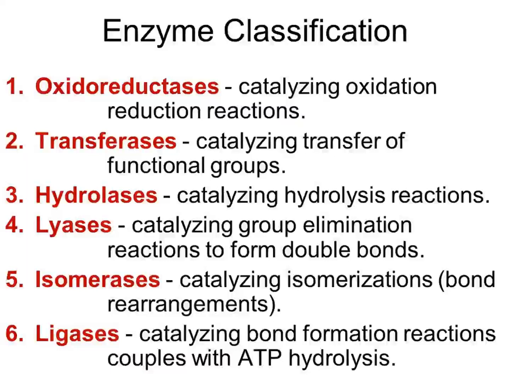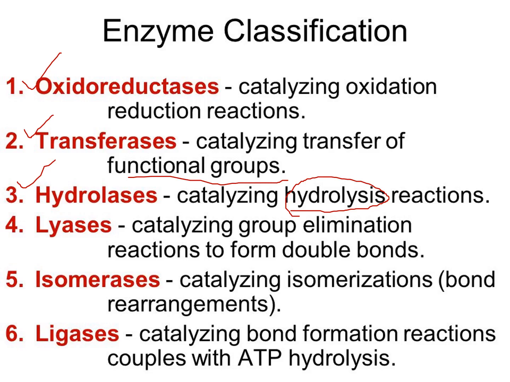Actually, these enzymes have been classified into 6 major classes. So one is oxidoreductases. These are the enzymes which will catalyze the oxidation and reduction reactions. And the second category is transferases. These enzymes will catalyze the transfer of functional groups from one molecule to another molecule. And the third category is hydrolases. So you have heard about the word hydrolysis. Those hydrolysis reactions will be catalyzed by the hydrolases.